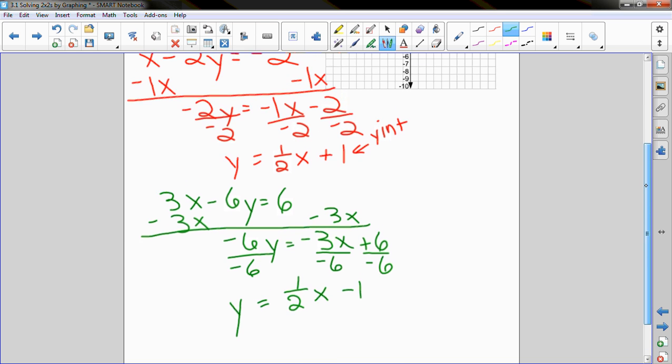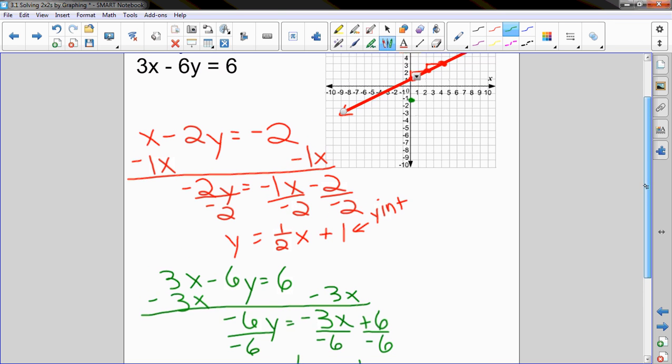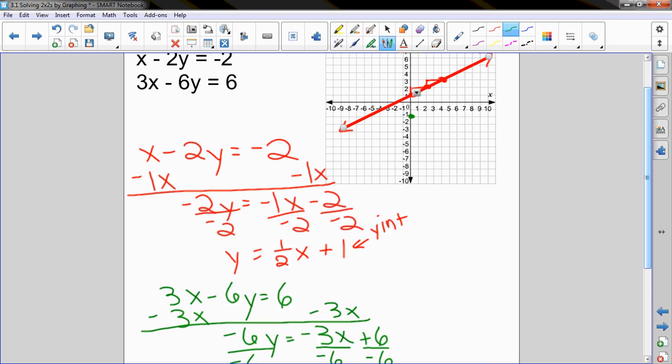I'm going to move back up here so I can graph him. I'm going to put a point here on -1. I'm going to move him up so I can see. Now, which direction do I move and how many? From that point, I'm going to go up 1, right 2. Up 1, right 2. If you notice, if I keep going, what's going on with those two lines? They're parallel.